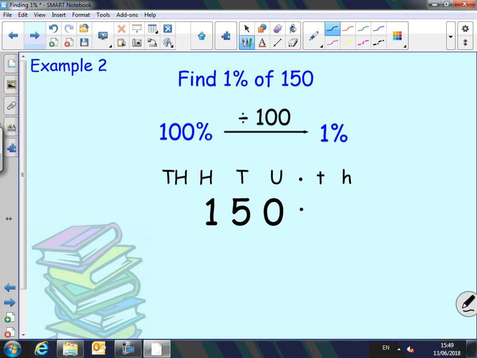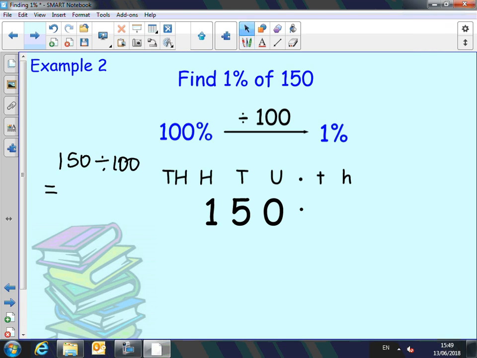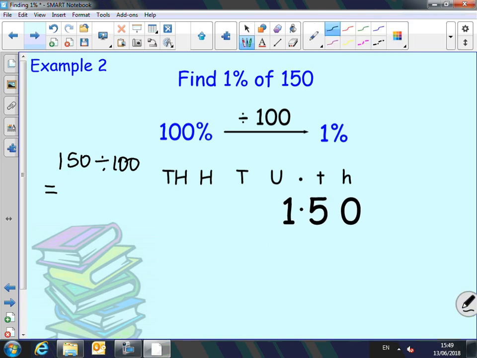Our next question, 1% of 150. So again, we're going to take 150 and divide by 100. When we divide by 100, we move all our numbers 2 places to the right. 1, 2. And our answer is 1.5. So 1% of 150 is equal to 1.5.